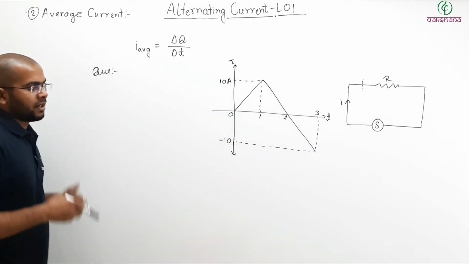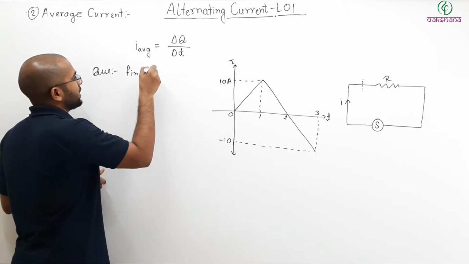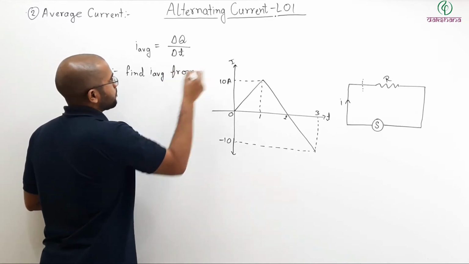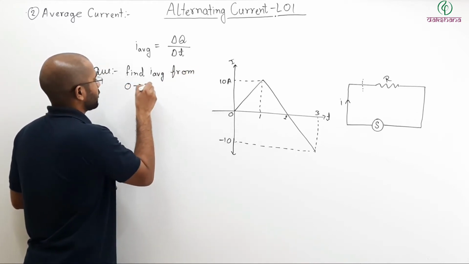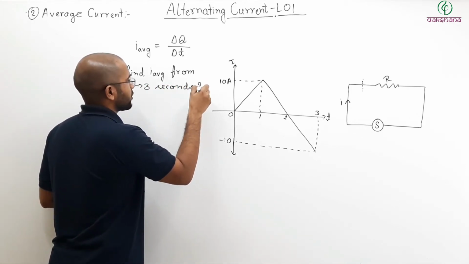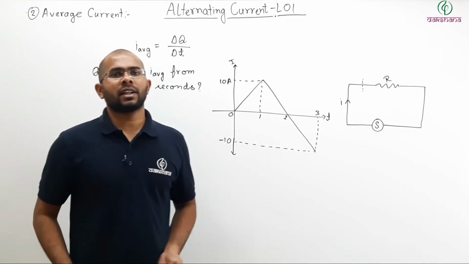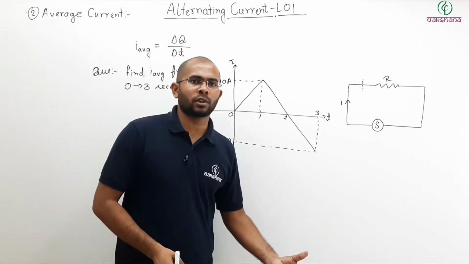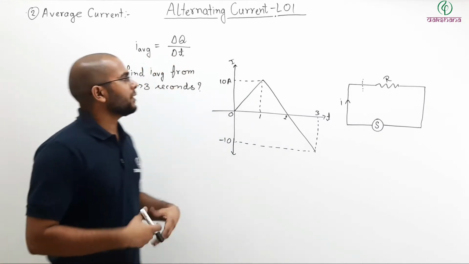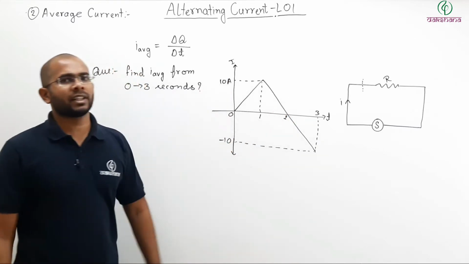And I am asked, find the I average from 0 to 3 seconds. That is the very simplest of questions. So simple. What is average current? Average current is total charge flowing through a cross section divided by total time, that is your average. Now if I talk about how do we find the total charge from the I versus t graph.